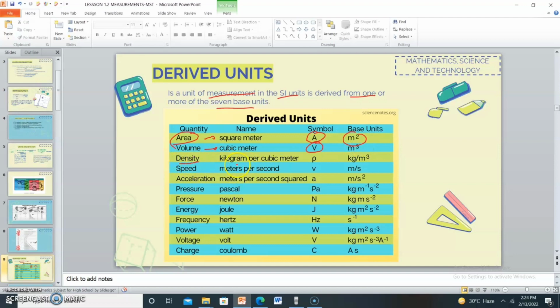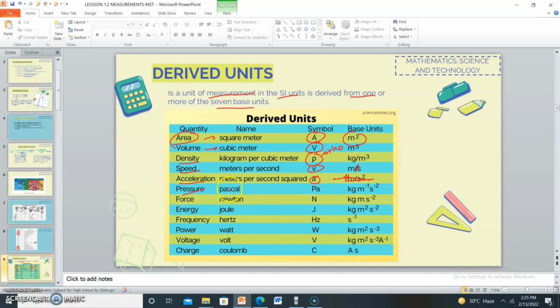Then density. The name is kilogram per cubic meter. Density has the symbol rho. The base unit is kilogram per meter cubed. And speed, meter per second, the slash means per, second. Then acceleration, meter per second squared. The symbol is a, and the base unit is meter per second squared.